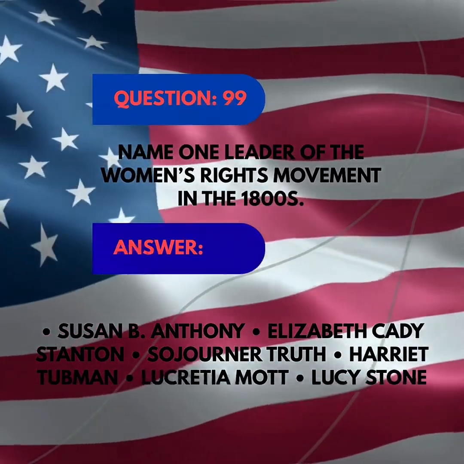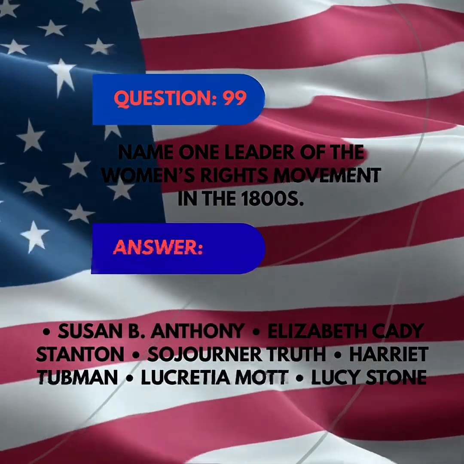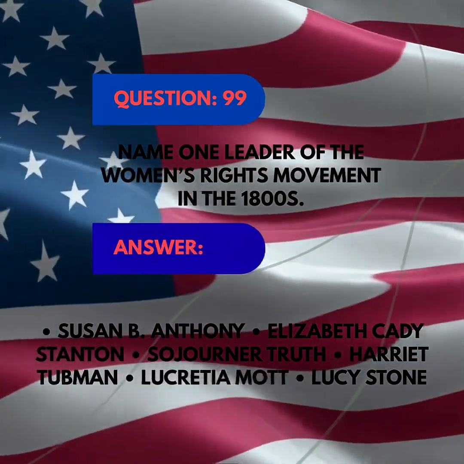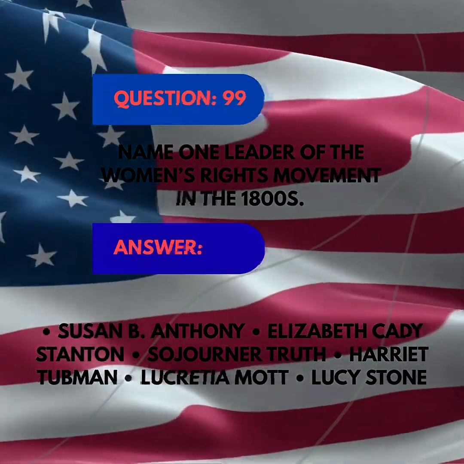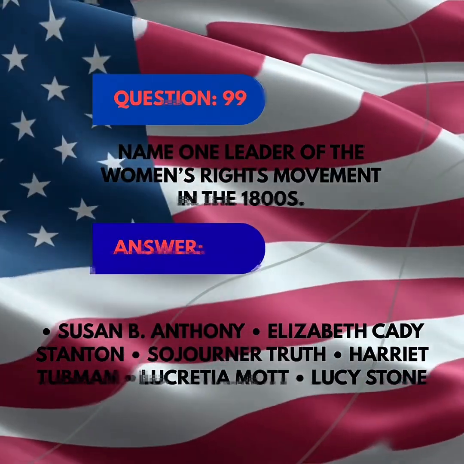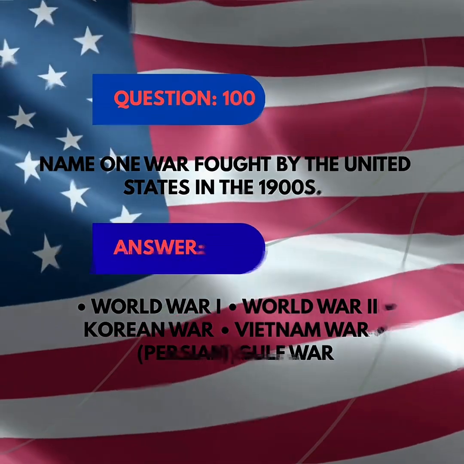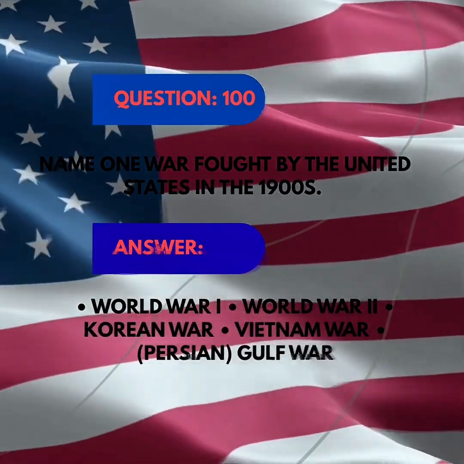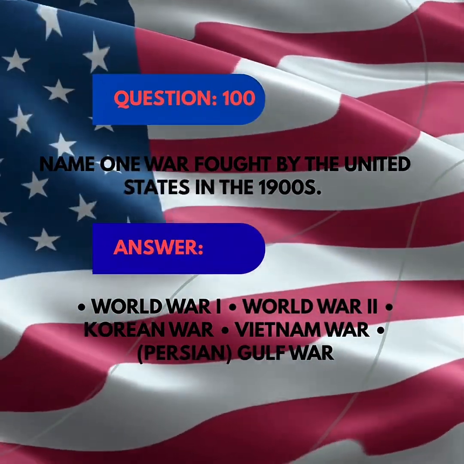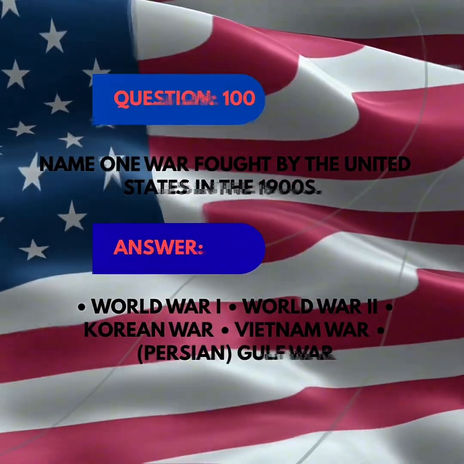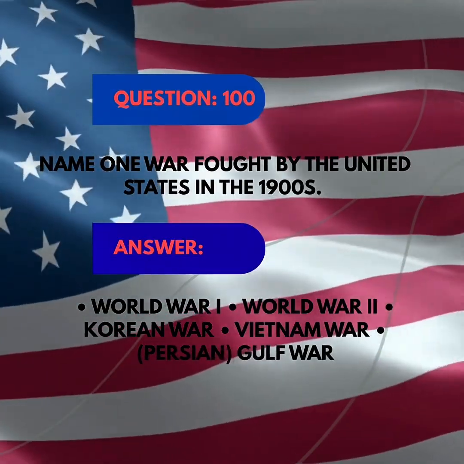Question 99. Name one leader of the women's rights movement in the 1800s. Answer: Susan B. Anthony, Elizabeth Cady Stanton, Sojourner Truth, Harriet Tubman, Lucretia Mott, or Lucy Stone. Question 100. Name one war fought by the United States in the 1900s. Answer: World War I, World War II, the Korean War, the Vietnam War, and the Persian Gulf War.